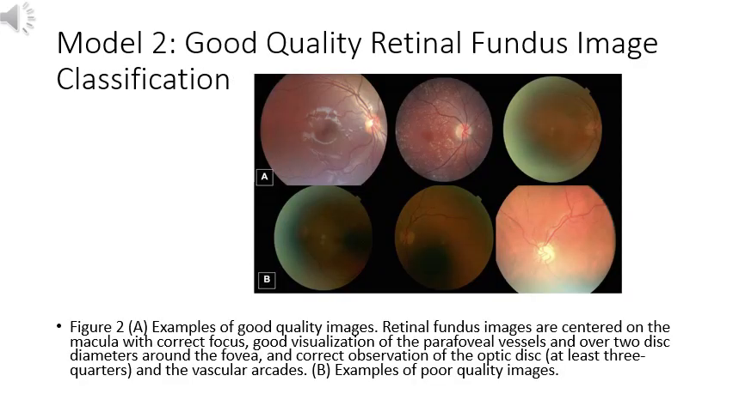Model 2, Good Quality Retinal Fundus Image Classification. The second model also implements CNN1 architecture, but for a different task, to select good quality CFP. Good quality was defined by considering the color retinal fundus image, centered on macula with the correct focus, good visualization of the parafoveal vessels, and if it was possible to visualize over 2 disc diameters around the fovea, the optic disc, at least 3/4, and the vascular arcades.